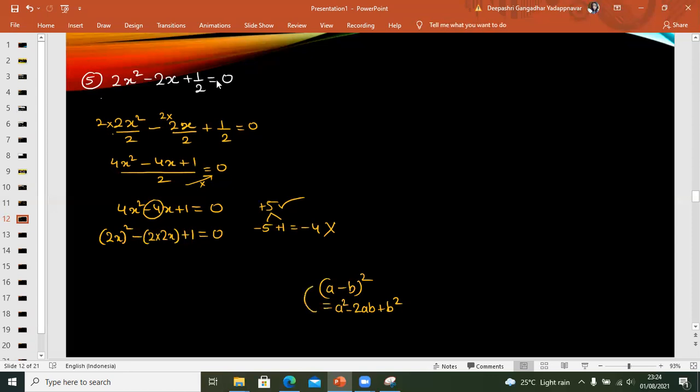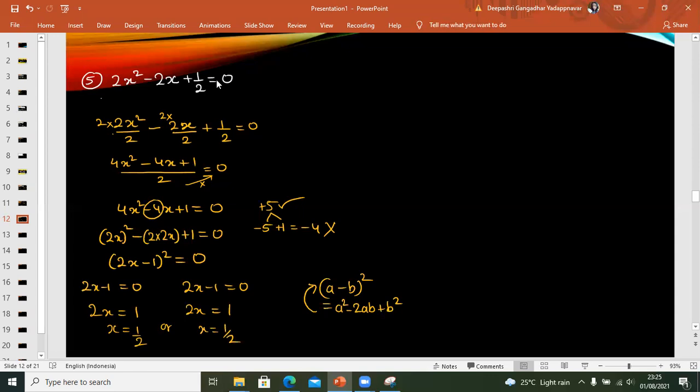So let us write the equation in this form, a minus b whole square. This formula satisfies this equation. That's why we can write this as 2x minus 1 whole square equals 0. Let's separate this. That is 2x minus 1 equals 0. 2x will be positive 1. X will be half. Here also x will be half. So this is how we can solve this question.